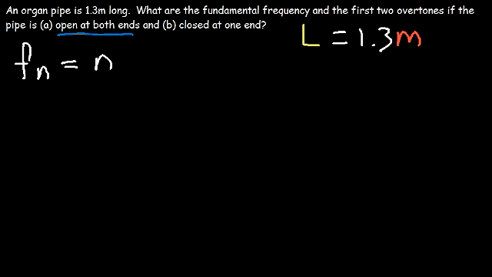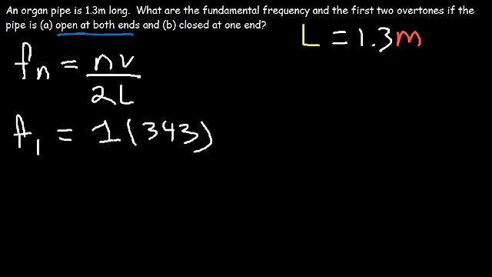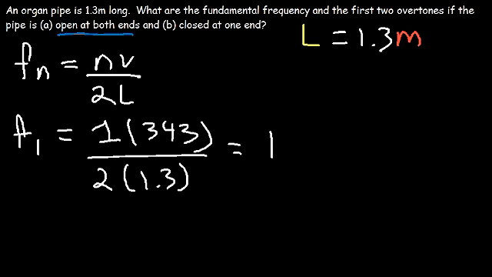Frequency is equal to n times the speed of sound divided by 2L. So the first harmonic is going to be 1 times 343 divided by 2 times 1.3. So it's 343 divided by 2.6. And so the frequency is going to be, I'm going to round it to the nearest whole number, about 132 hertz. It's really 131.9.